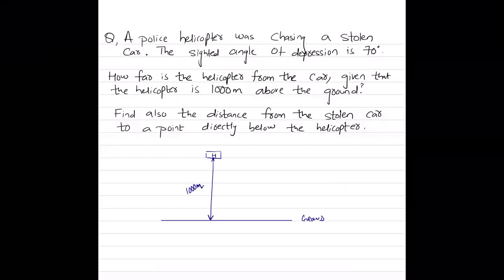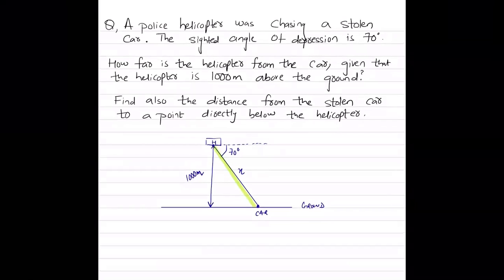So if I want to locate the car, it is at an angle of depression of 70 degrees. So I'll make an imaginary horizontal line, and from there I'm going to mark this line and say that this is my angle of depression, that is 70 degrees. The question is asking, how far is the helicopter from the car? Which distance do they want from us? So we want to find this distance. If I name this distance X, any idea how to find the distance X now?